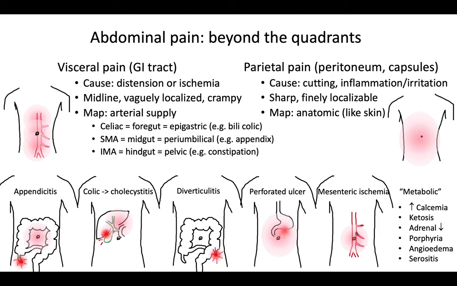So to summarize, in addition to the anatomic or quadrant-based approach, recognize that abdominal pain can be either visceral from distension or ischemia of the gut lumen, or parietal from inflammation or mechanical injury to the peritoneum or the organ capsules. And these pains are experienced very differently.